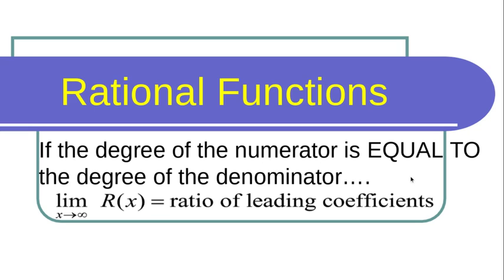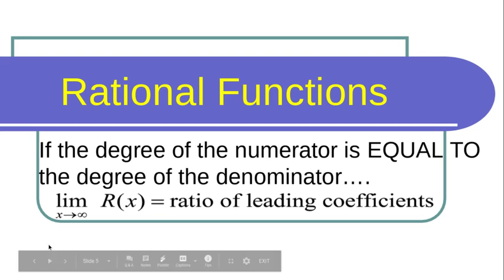If the degree of the numerator is equal to the degree of the denominator, so we have a polynomial over a polynomial where the degrees are equal, the limit as x goes to plus or minus infinity, again, that's what that should say, would be the ratio of the leading coefficients. Okay, so the leading coefficient of the numerator over the leading coefficient of the denominator.